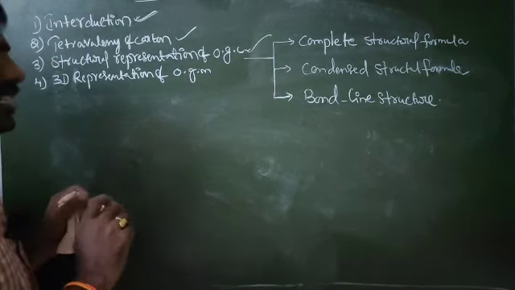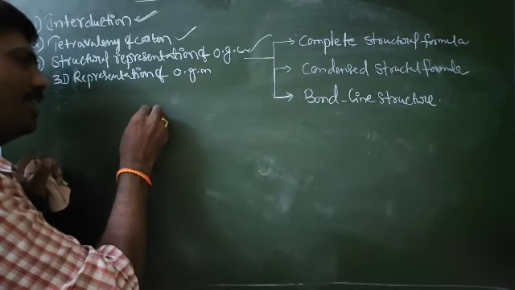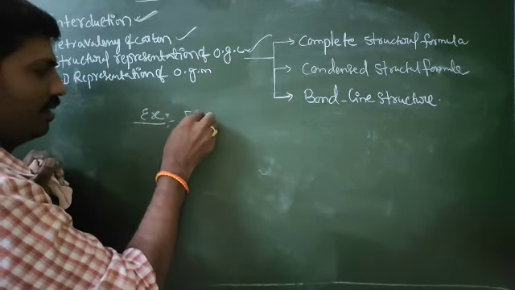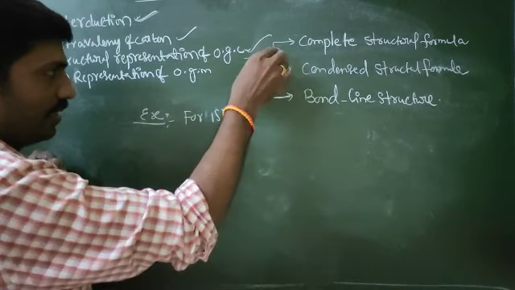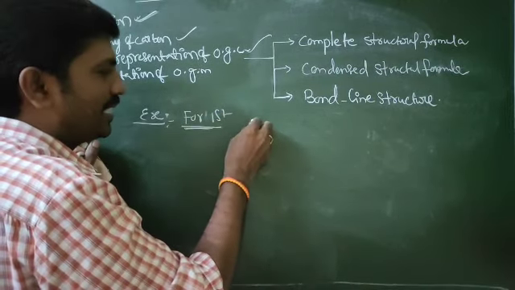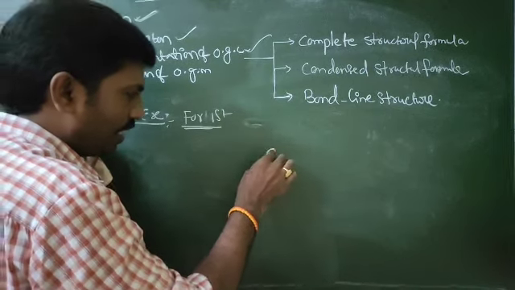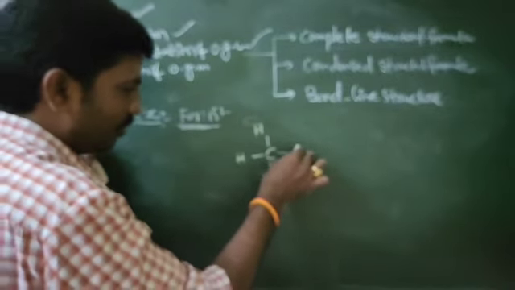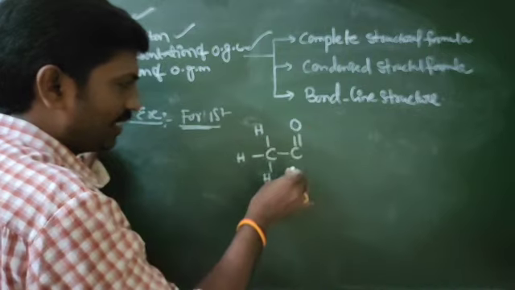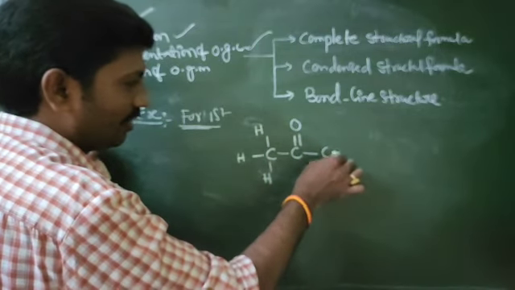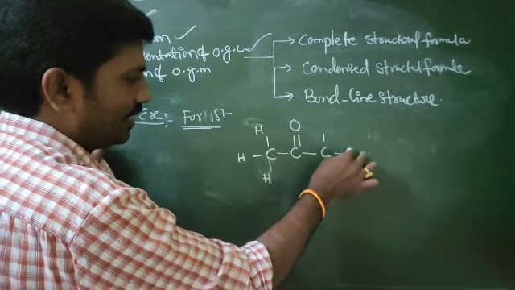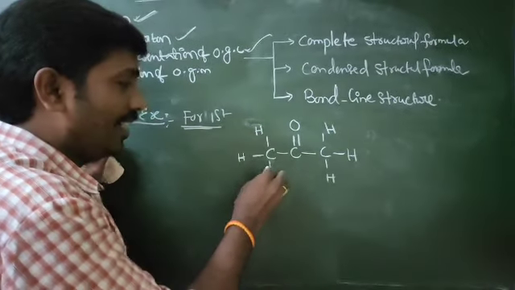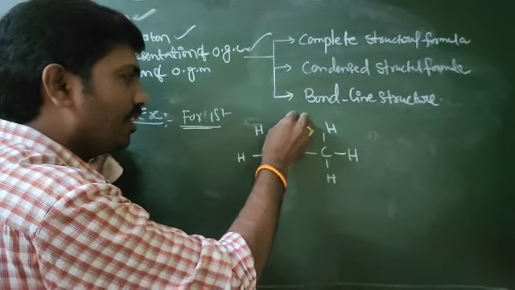Very basic chapter. Listen. Complete structure means, for example, I am taking some examples for the first one. One carbon atom having 3 hydrogens. This carbon is attached to one more carbon. It is having 1 oxygen with a double bond. This side also 1 carbon, having 2 hydrogens. Like this is there. How is this structure shown completely with dots also?